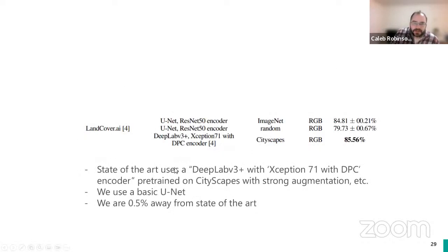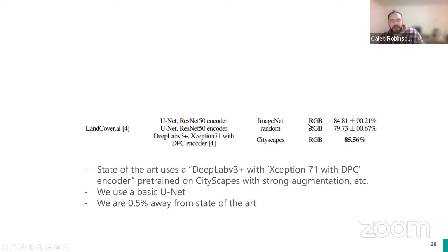And then on other data sets, we're not achieving state-of-the-art results, but we get very close, where the state-of-the-art results are quite elaborate. So for example, here on the LandCover.ai dataset, this is a land cover mapping problem where the paper that proposed it used a DeepLab V3 Plus. For an encoder, they used an Xception 71 with this dense prediction cell feature, and they pre-trained on Cityscapes, which is a semantic segmentation dataset, and got a performance of 85.56. I think that's mean IOU, and that's great.